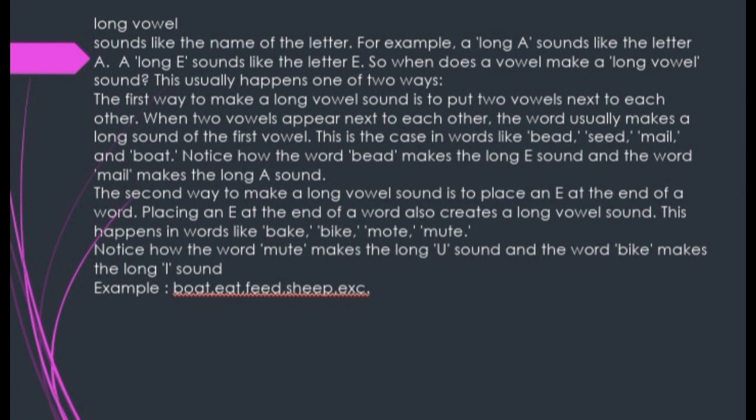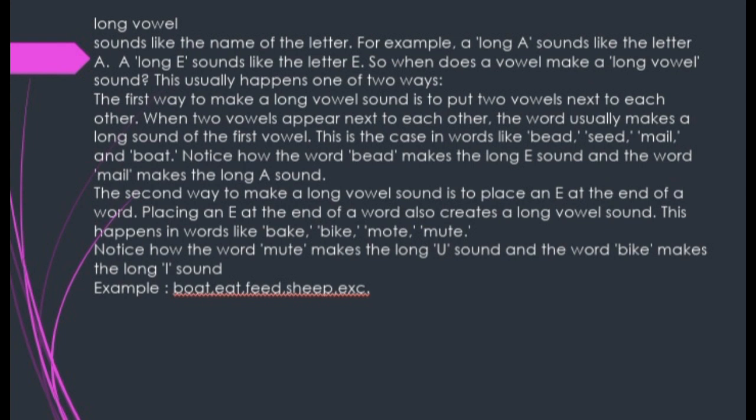The first way to make a long vowel sound is to put two vowels next to each other. When two vowels appear next to each other, the word usually makes the long sound of the first vowel. This is the case in words like beat, seat, mail, and boot. Notice how the word beat makes the long E sound and the word mail makes the long A sound.